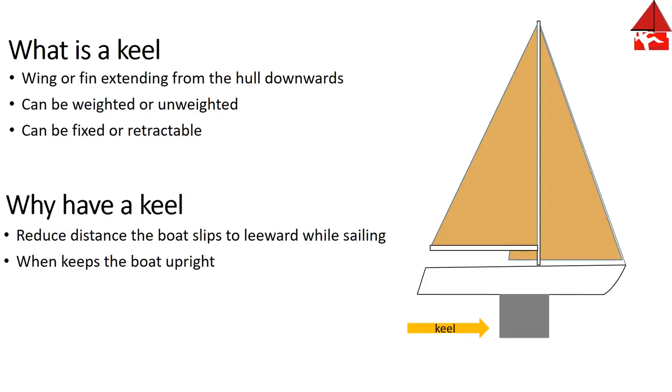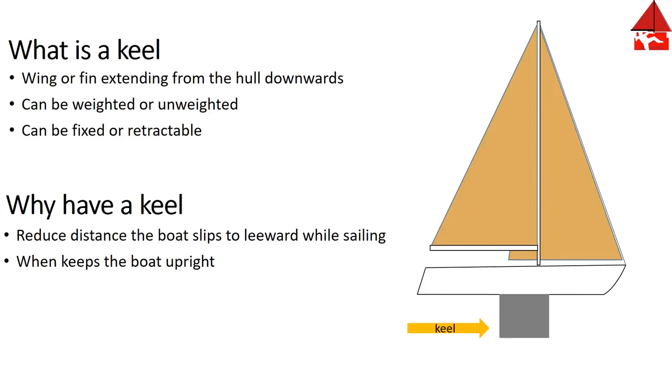So the sailboat keel is a wing or fin that extends down from the bottom of the boat. The keel can be weighted or unweighted, and it can either be fixed or it can move back up into the boat to allow the boat to go into a shallower location or a shoal draft keel. Keels come in a lot of different configurations and they mostly look nothing like the picture that I drew here. All I'm trying to illustrate is where the keel is located.